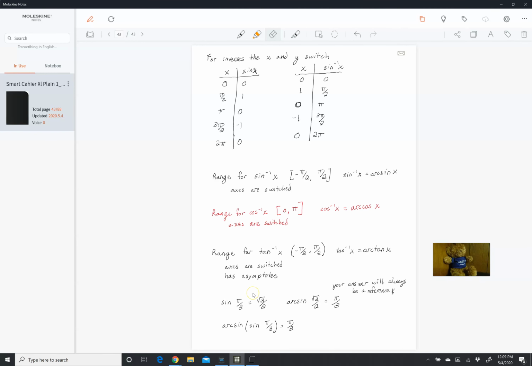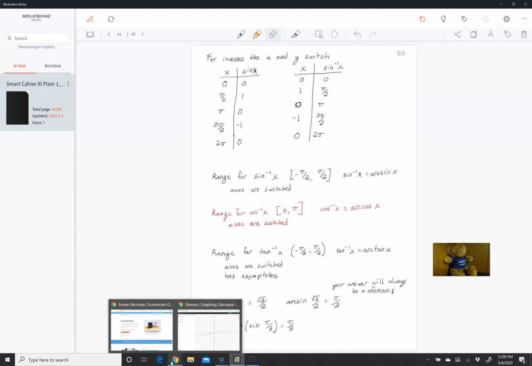Okay, the last thing I want to talk about in this lesson is transformations of trig functions, specifically just sine and cosine. Okay, so let's take a look at sine and cosine for a second.